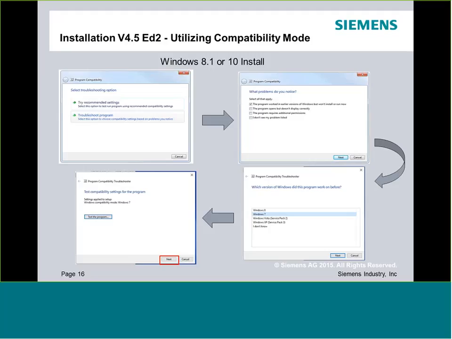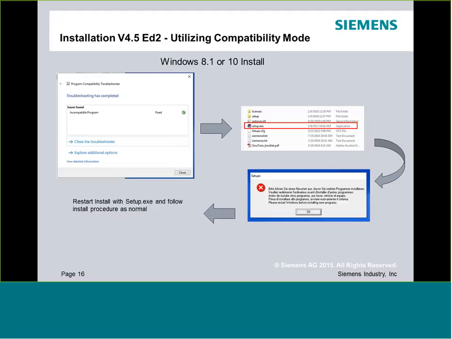And when you hit the next button, it's then going to do a quick evaluation, and then you're most likely going to come up with this incompatibility program fixed, a little checkbox. So what happens is it's now associating something in its backend to this setup.exe that's going to allow it to install emulating a Windows 7 environment. So at this point, you just simply hit the close troubleshooter, go right back to your setup.exe, double-click it like you normally would.